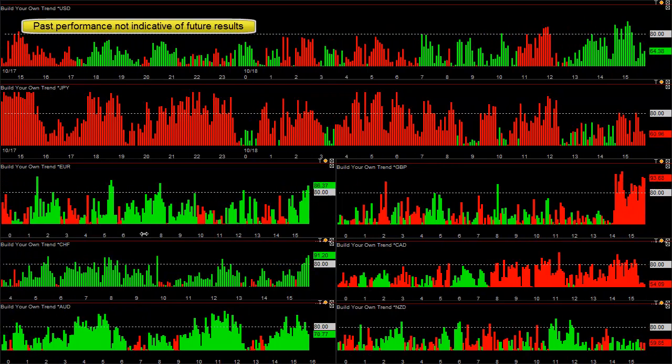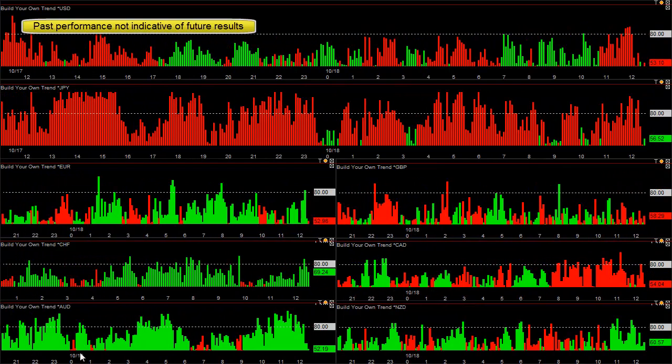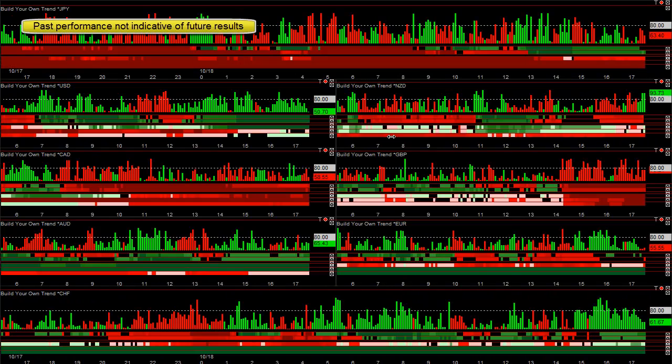Let's scroll back a little bit here. You can see starting the day, the Australian is very, very strong. So what would you want to do? You'd want to focus on looking for buys in the Australian yen. It's that simple.